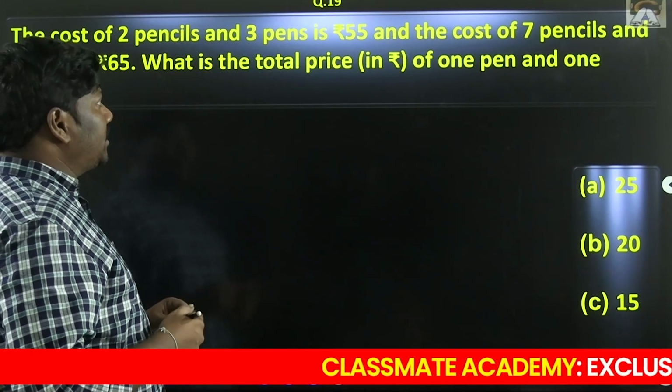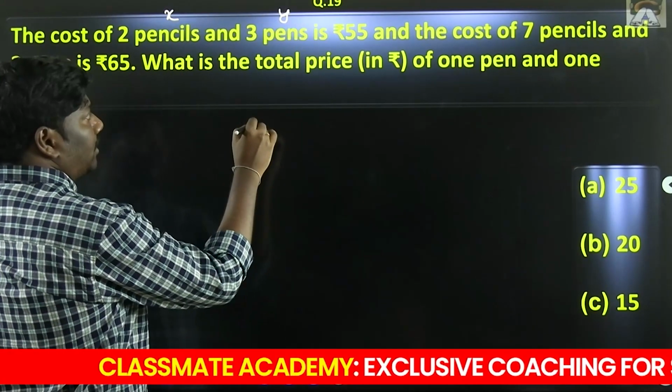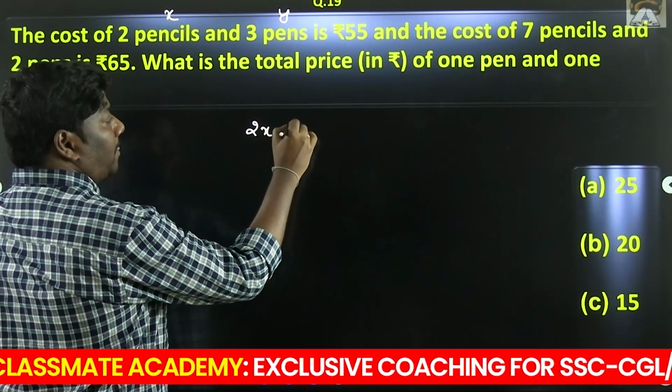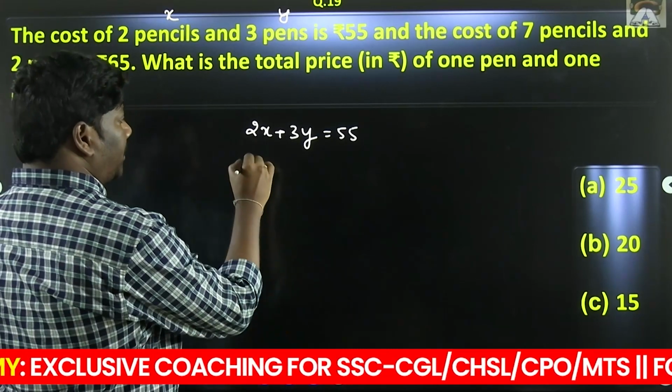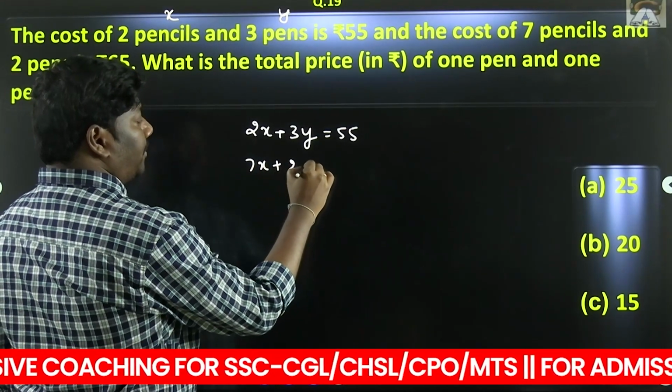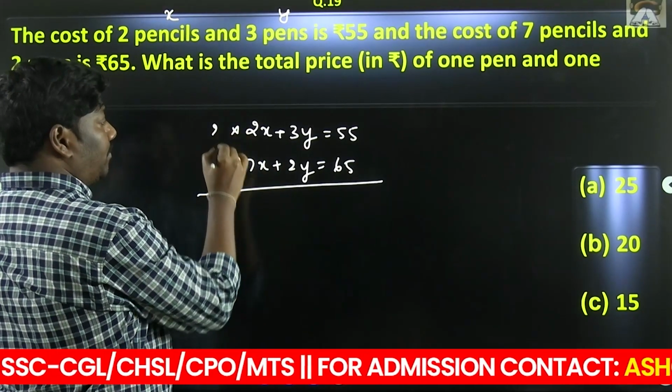The cost of 2 pencils and 3 pens. Pencils you take as x, pens you take as y. So you can get 2x plus 3y equals 55. And 7x plus 2y, you get 65. Multiply it with 2, multiply it with 3.